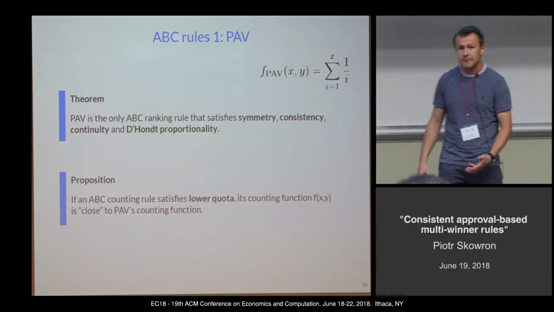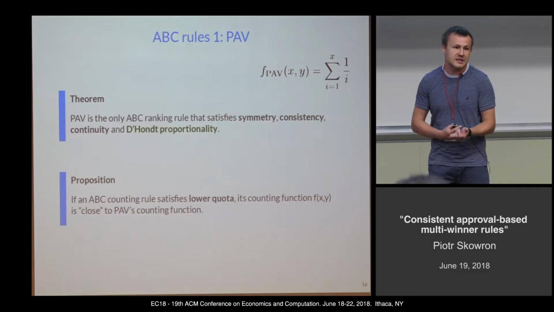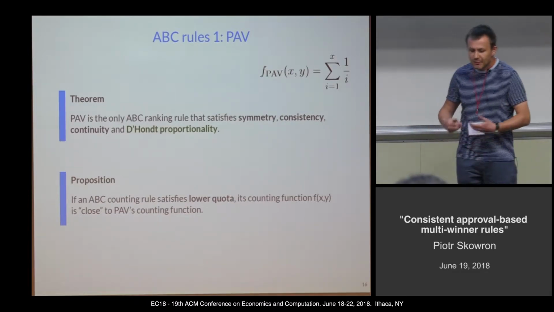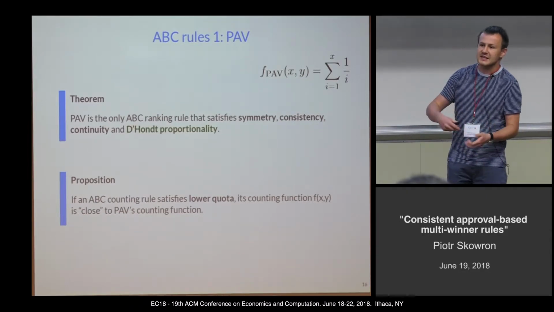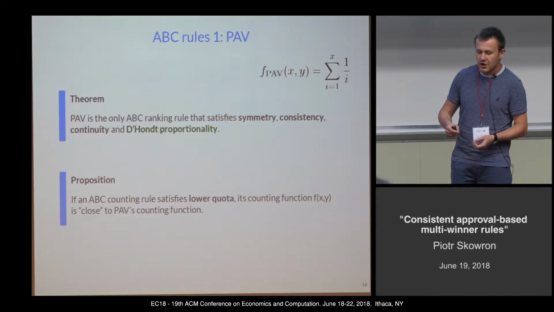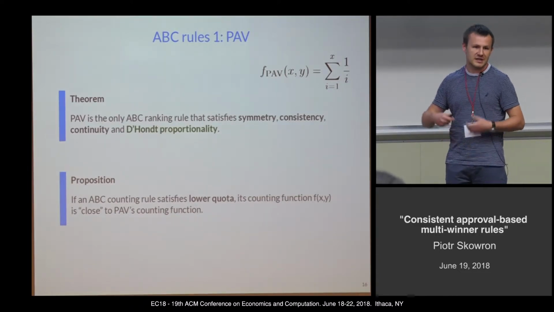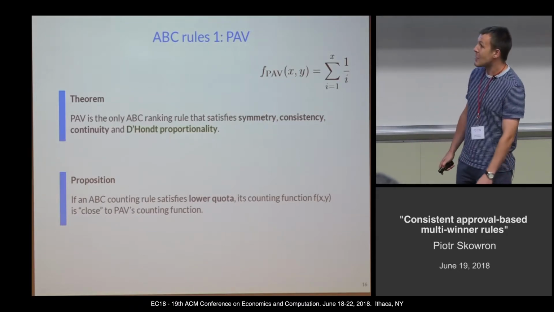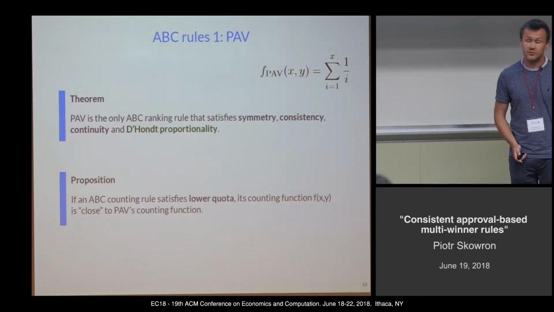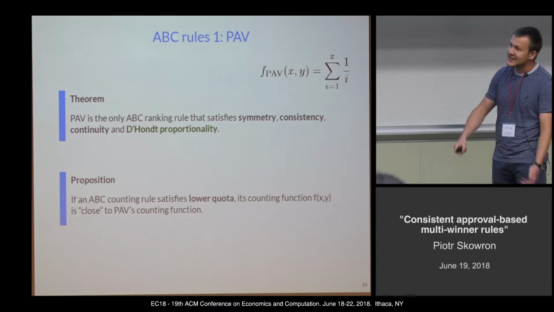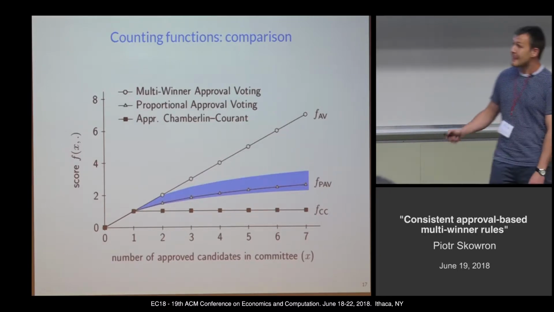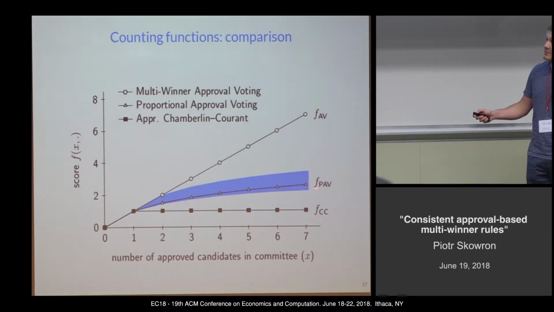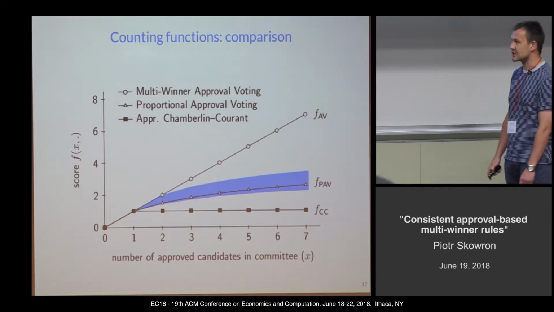One could also think about a weaker form of proportionality, that is lower quota. Lower quota basically says that the number of candidates approved by each group should be at least the floor of the size of the committee multiplied by the size of this group as a fraction of the size of the population. And in fact, we managed to show that with this weaker form of proportionality, we can get rules which are not exactly equal to proportional approval voting, but which are very close. In fact, we can show that the shapes of the counting functions that define rules satisfying lower quota need to be in this region which surrounds the counting function for PAV.